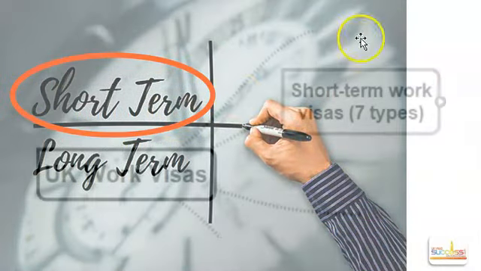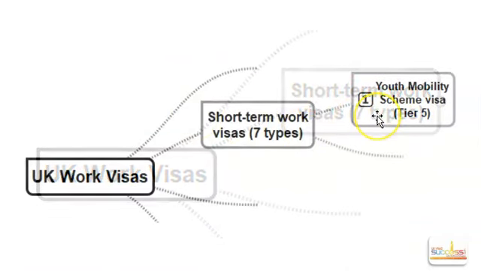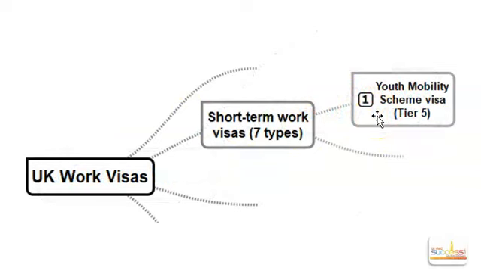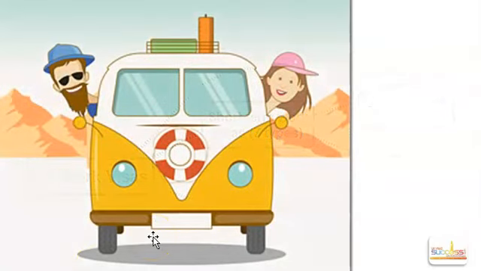Now let us talk about the short-term work visas. These are predominantly tier 5 work visas, and there are 7 types here. Actually 2 subcategories. The first subcategory is called Youth Mobility Tier 5 work visa. A Youth Mobility route is for young people, which allows to live and work in the UK on temporary basis.